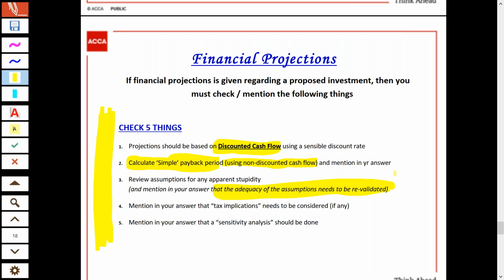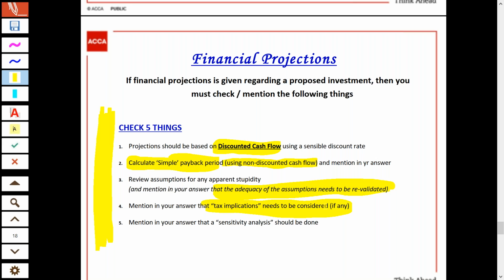The fourth thing is mention in your answer any tax implications that need to be considered. So sometimes the projections may include after-tax impacts, and sometimes it will not talk about anything about tax. So in case the projections do not talk about tax, then it's nice if you write a line that in case there are any tax implications in the country, they need to be considered in the projections. Just throw a stone and go out. Okay, just mention the point.